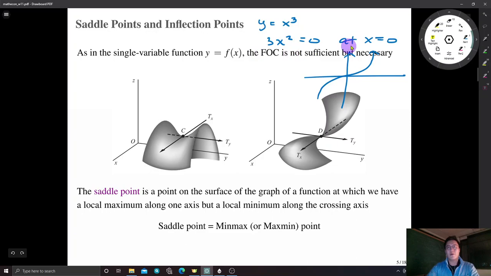So although the derivative is equal to 0 at the origin, so the slope of the tangent line is equal to 0, the function does not have any extreme value at that point. So for this reason, the first order condition is not a sufficient condition for an extreme value. Okay, so we have to check the second order condition.